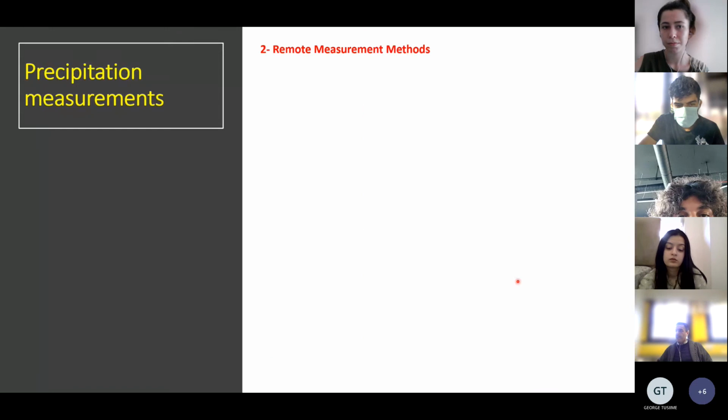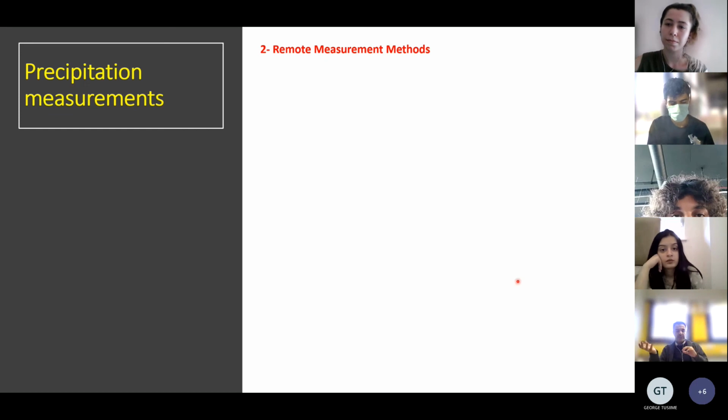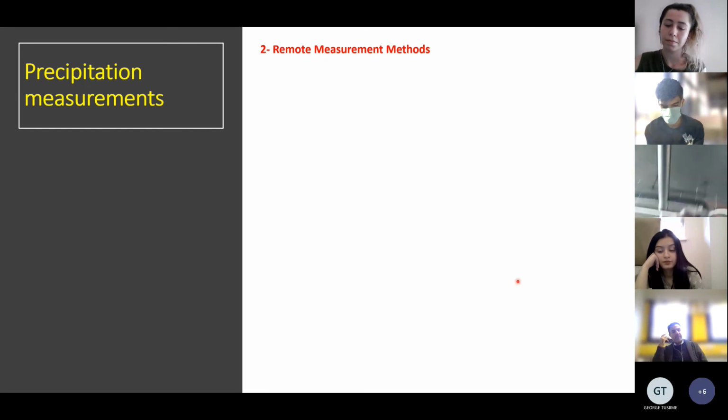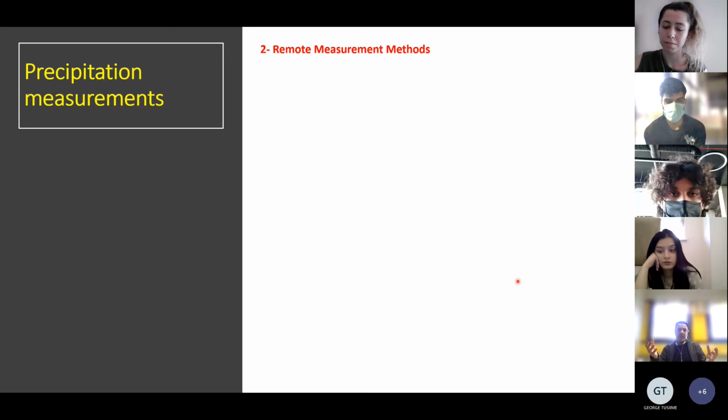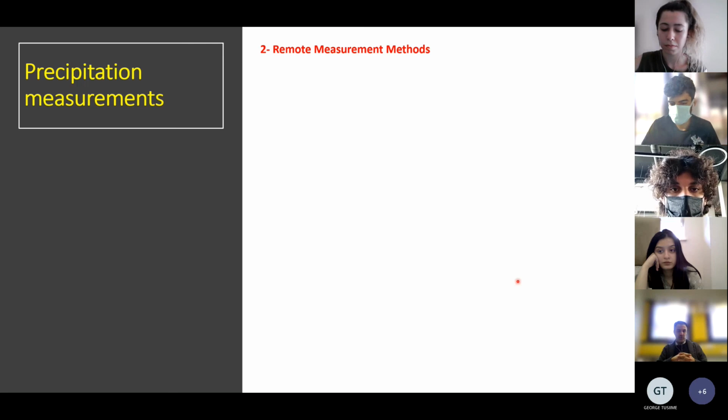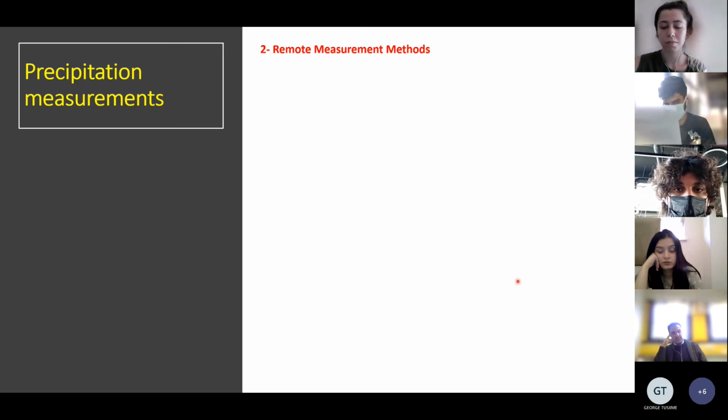Okay, all those either classic traditional rain gauges or modern tipping bucket rain gauges are used for point measurement. We also have remote measurement methods where we don't use rain gauge measurements. Can you guess what kind of methods we have as remote measurement techniques?